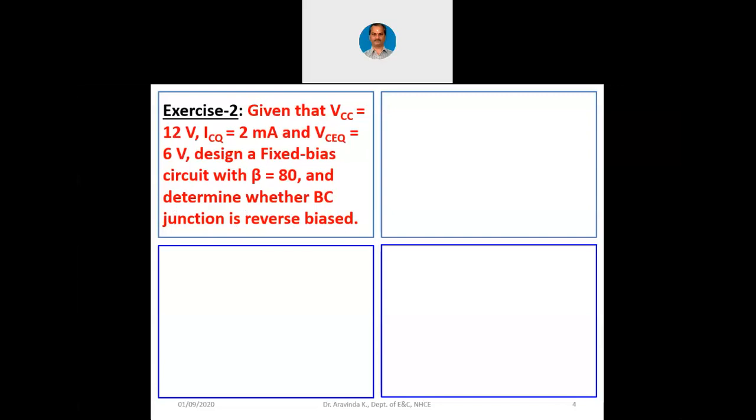At the input side, it is 12 minus 0.7 divided by IB. You can find out IB. IB is nothing but IC divided by beta. ICQ is given, 2 milliampere, so 2 milliampere divided by beta 80. That is going to give you the base current. Now substitute at the input side: 12 minus 0.7 divided by the value of IB, you will get the value of RB.